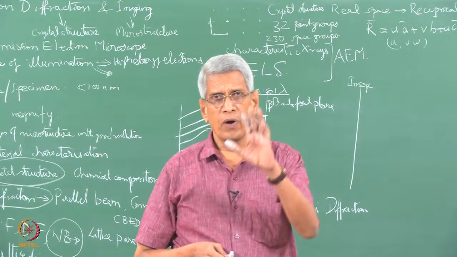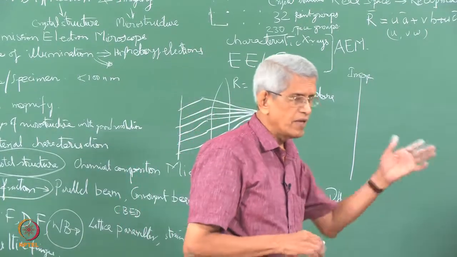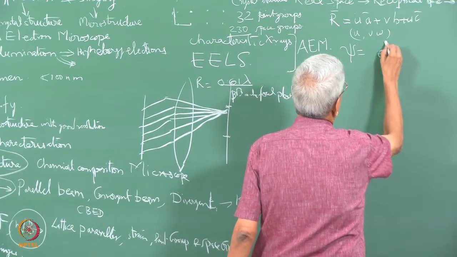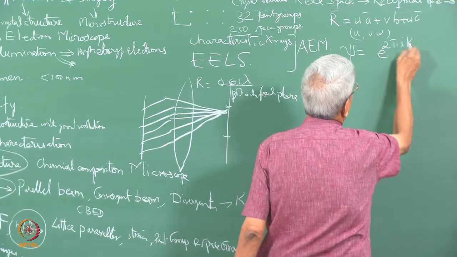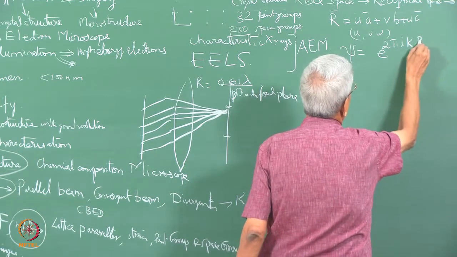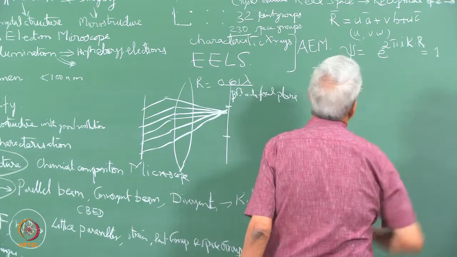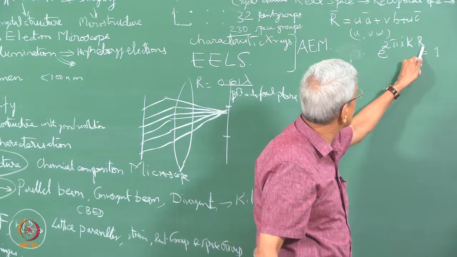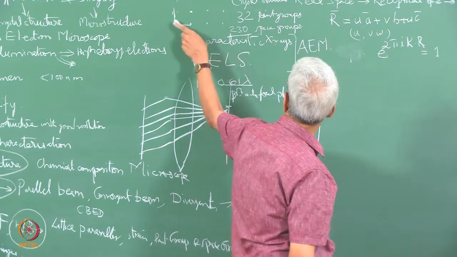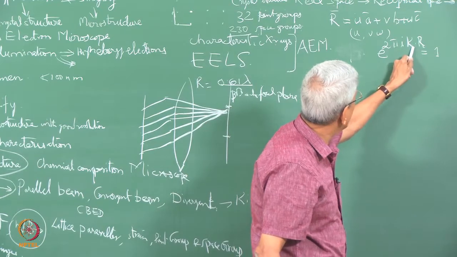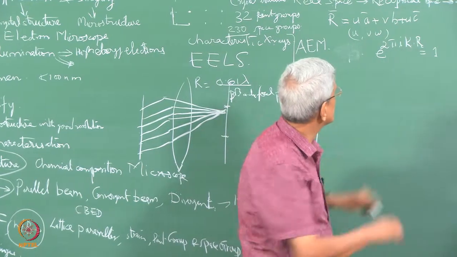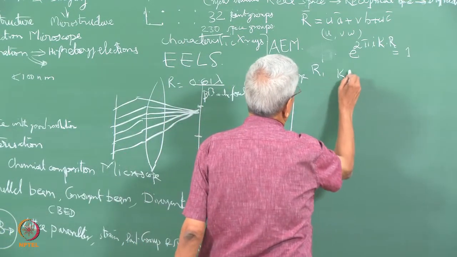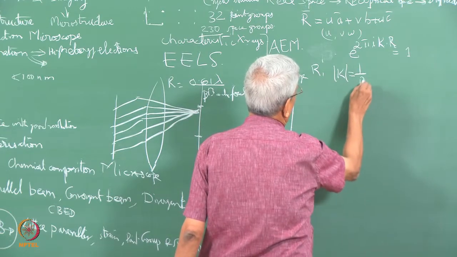But if you want to describe the periodicity, the way in which we can look at it is that it can be described as a function psi, exponential 2 pi i k dot r, and this should be equal to 1. This is a condition where r is any vector in the lattice, and k is a vector which is the inverse of the period. Suppose a period in some particular direction is r1, then the modulus of k will be 1 by r1.